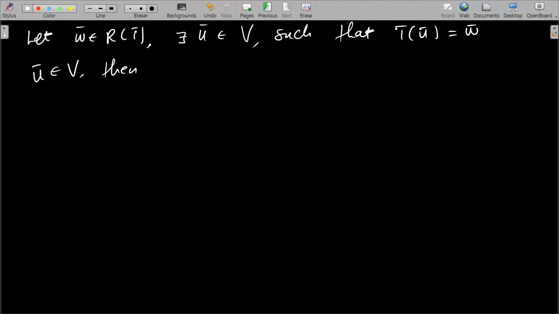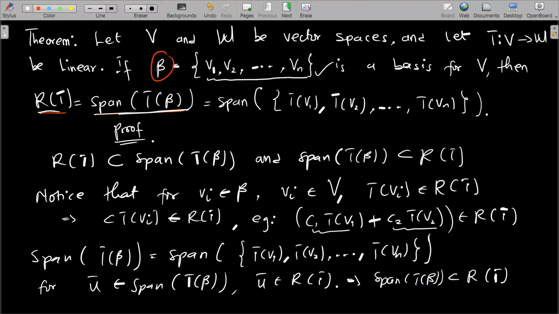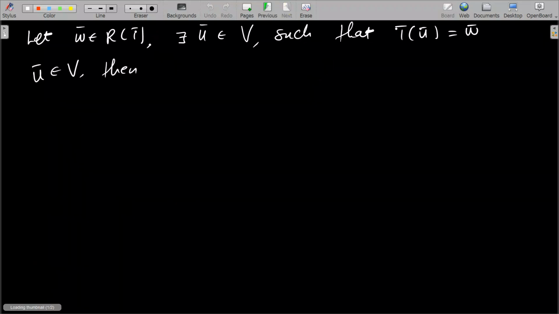Since V has the beta as its basis, any element that belongs to V can be expressed as this. So U is equal to the linear combination A1 V1, the vectors in beta, plus A2 V2 plus all these things up to AN VN, which can be simplified, or maybe you can just leave it like that. Okay, so U is equal to that.